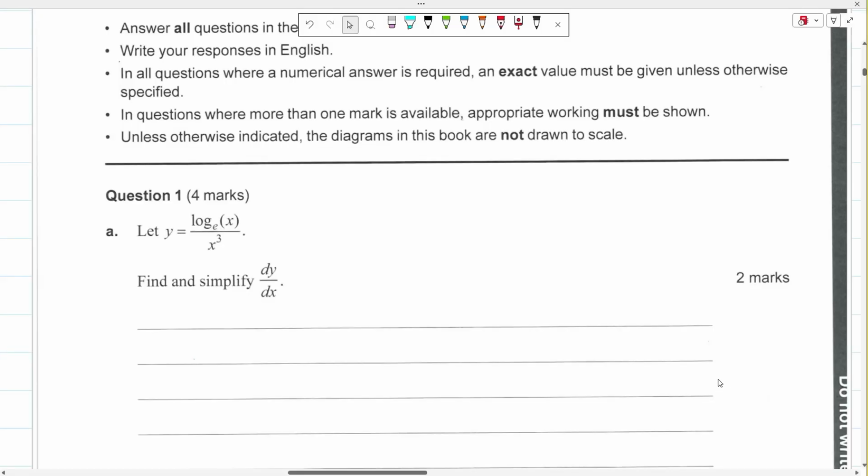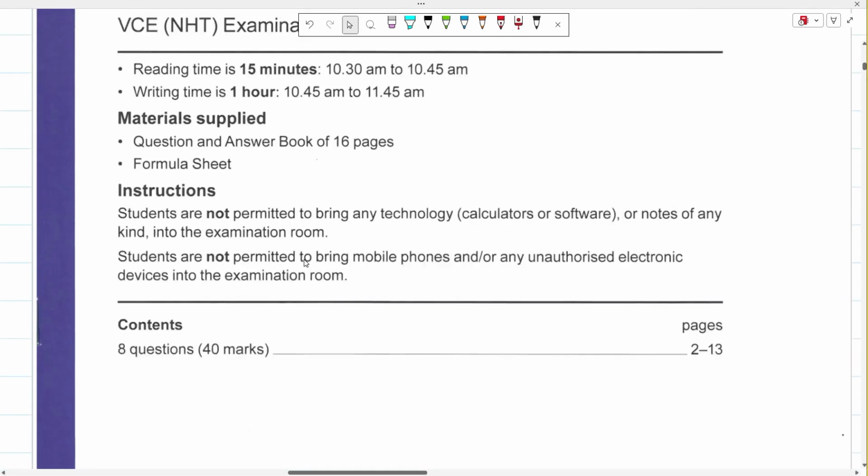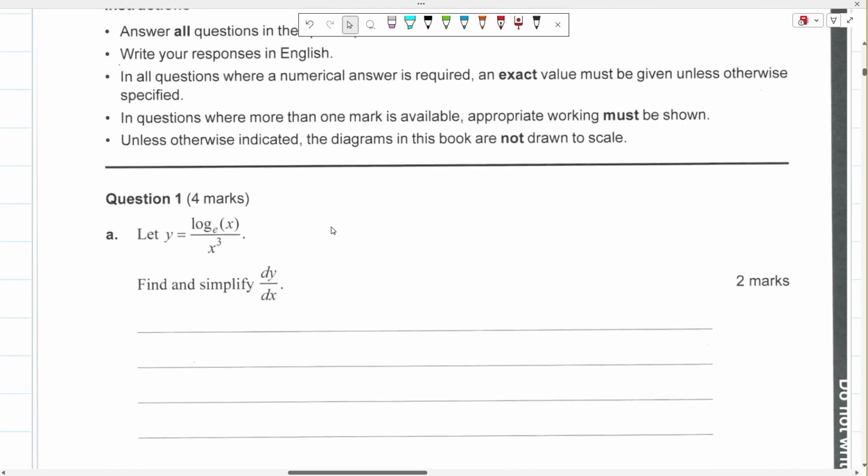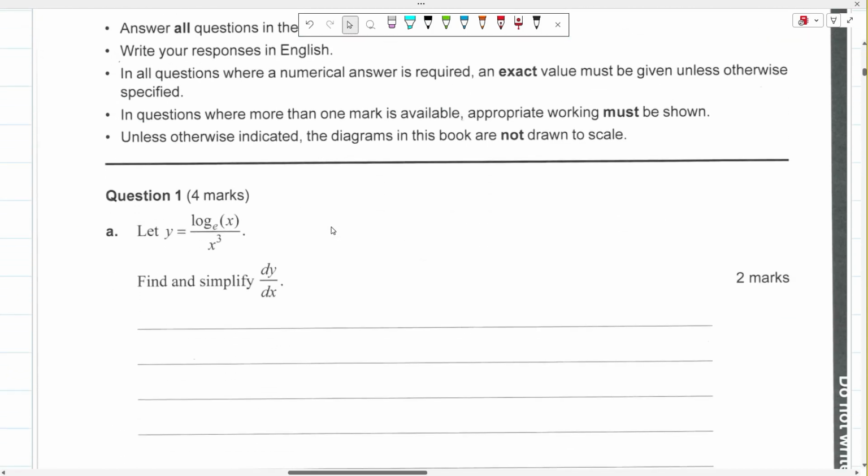Right, I know it's been a while since I last uploaded, but I did just get my hands on a copy of the 2024, not 2024, sorry, the 2025 NHT methods exam, which just happened around 2 days ago. And I just wanted to go through it for all of you guys that wanted to look back and compare your answers now that the Northern Hemisphere exams are done.